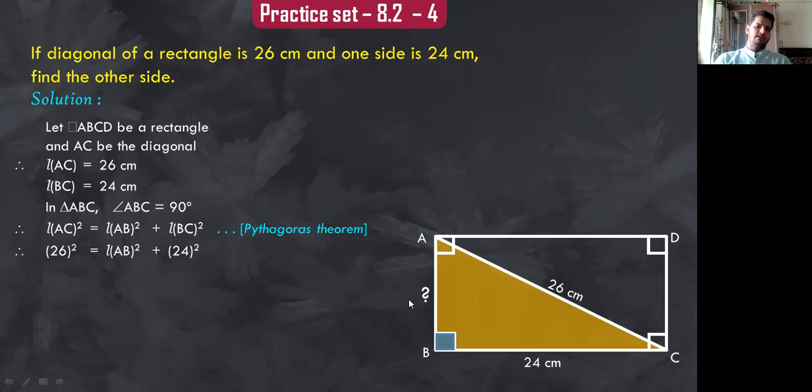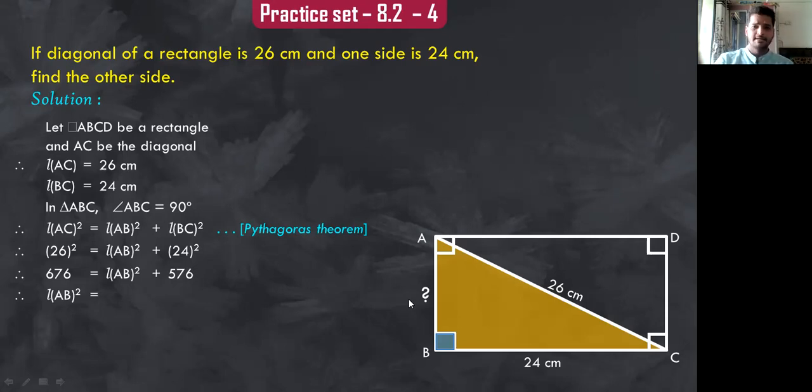Now, let us find the value of 26 square first. That is 676. AB square will remain as it is. 24 square is 576. As we want the value of AB square, so keep it aside. Okay, 576 will become minus 576 when it goes on the other side. Correct. So how will you write that?